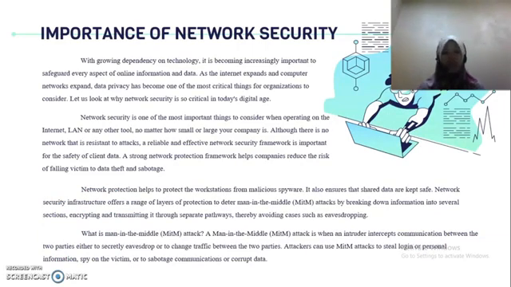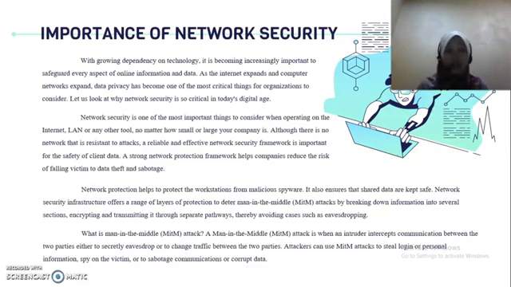Okay, so what's the importance of network security? So nowadays, with growing dependency on technology, it has become increasingly important to safeguard every aspect of online information and data. As the internet expands and computer networks expand, data privacy has become one of the most critical things for organizations to consider. Okay, so let us look why network security is so critical in today's digital age.